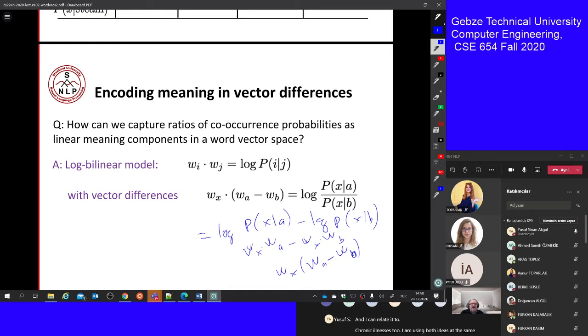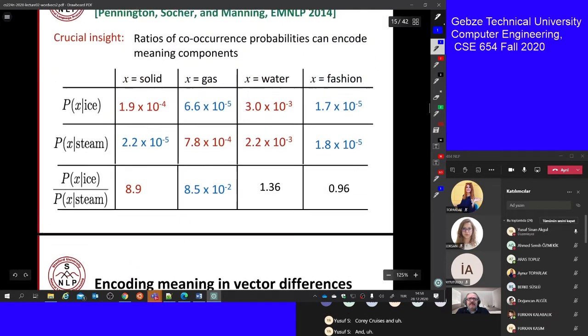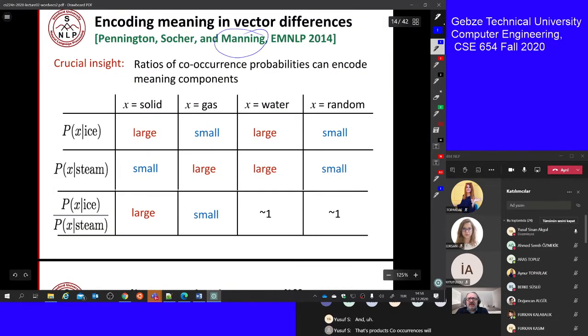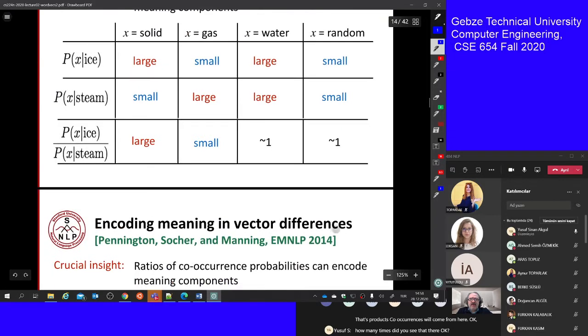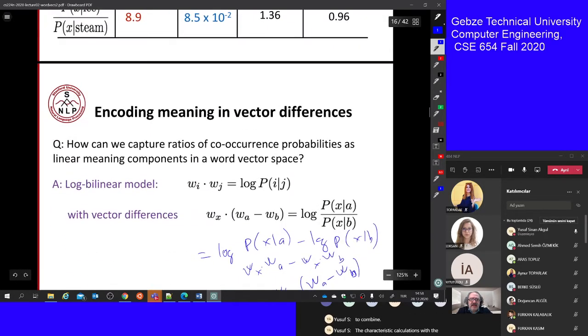Co-occurrences and dot products. Co-occurrences will come from here. Okay, how many times did you see that there? Okay, and that will give me some ideas. Again, we are trying to combine the co-occurrence calculations with the word2vec ideas.